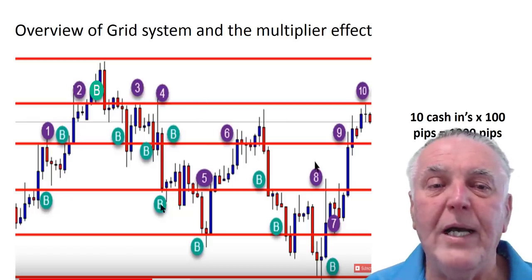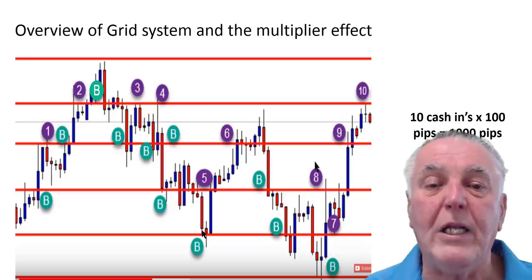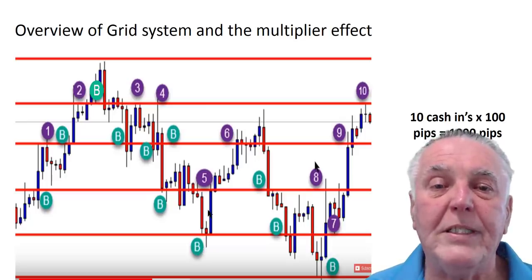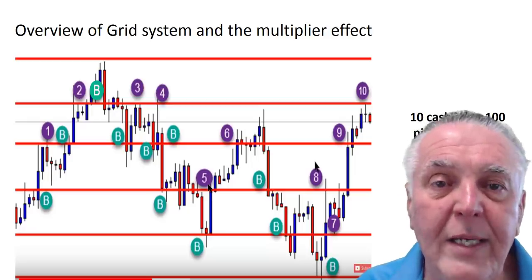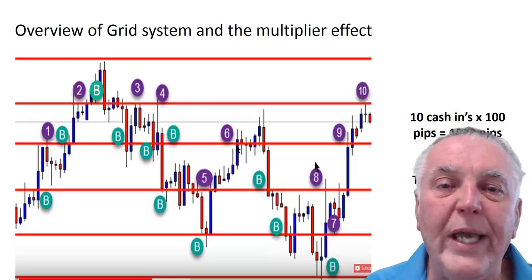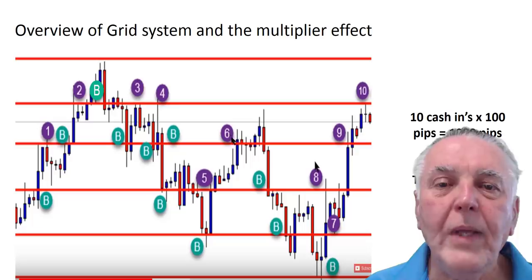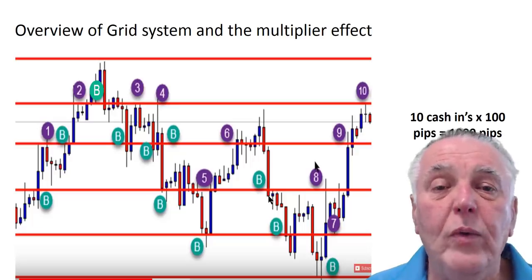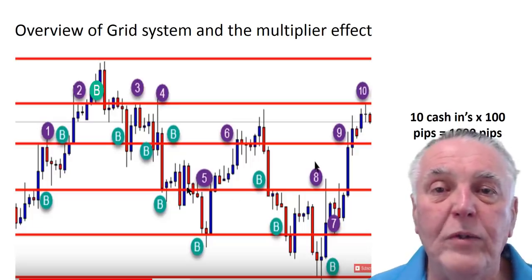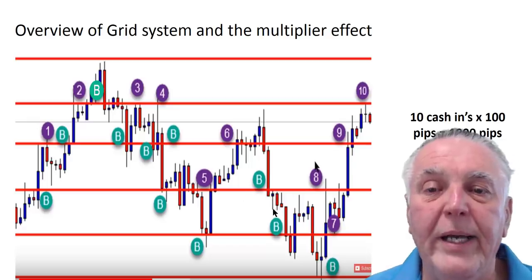And then it went down again, so you open another buy. It went down again, you open another buy. This time it went up and you cash in. And then it went up again and you cash that particular buy in. And then it went down, and then at that point you have to open another buy because there isn't an active buy at that level.